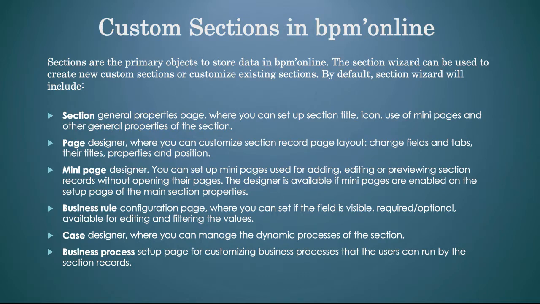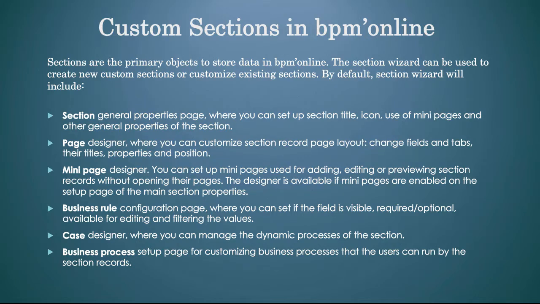By default, within the section wizard, you're going to be able to set all your general properties. You're going to be able to do your edit pages, or use the page designer tool to place those fields onto the layout. We'll definitely see that today. One of the newer things that's been added to Bpm'online is the ability to modify your mini pages through the section wizard. This used to be controlled by custom development. So it's actually a huge improvement, in my opinion.